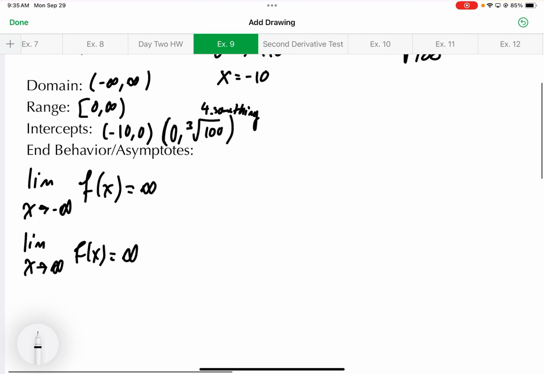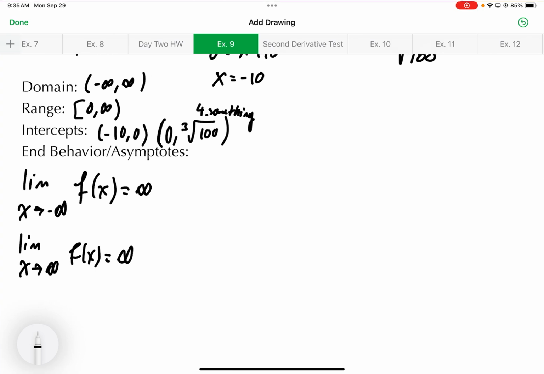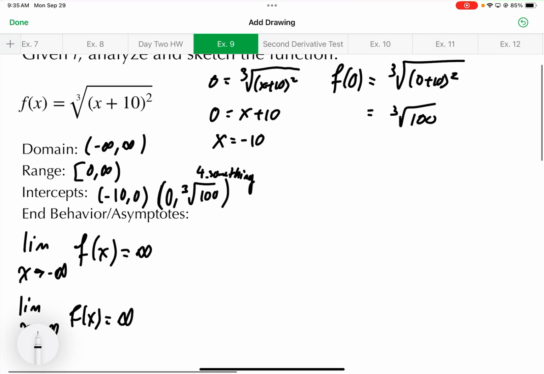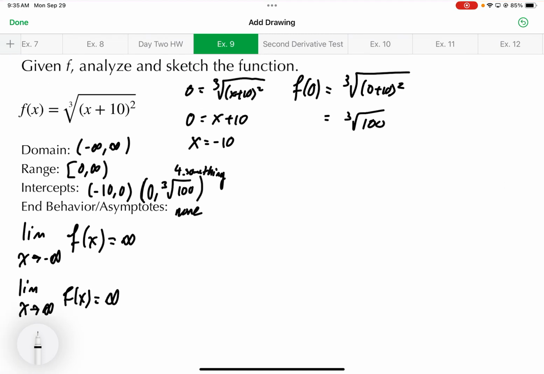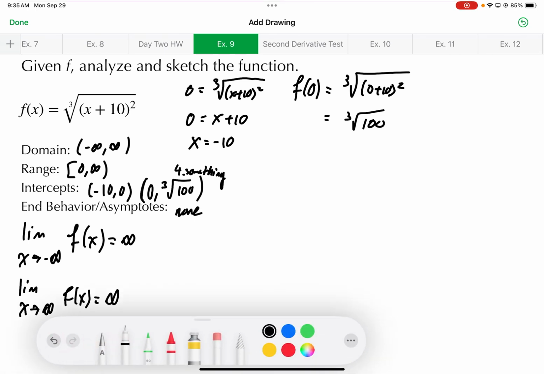All right. Do I have any asymptotes? I do not. It's not a rational function, so I definitely don't have any vertical asymptotes in this case. It's not a square root, so I wouldn't have a hard stop of my domain or anything, which wouldn't even give me an asymptote anyway. So I have no horizontal asymptotes, none. Okay. All right, now I found all of my things from my original function.